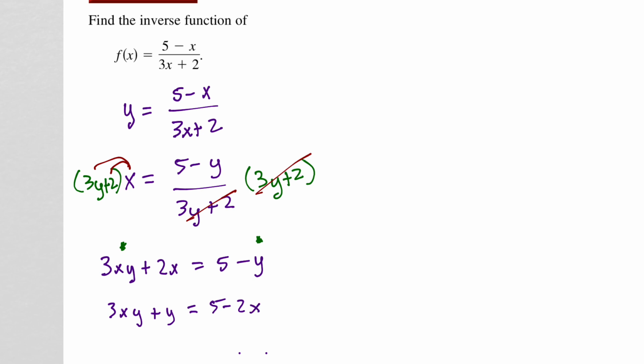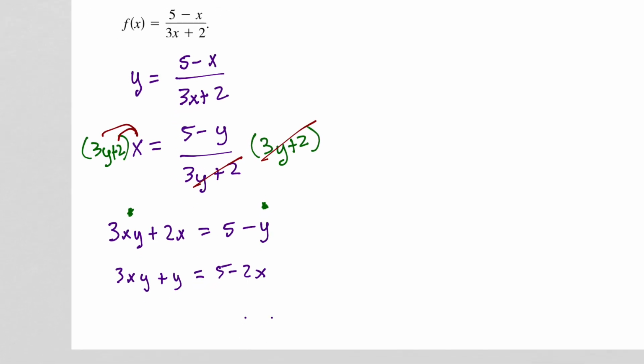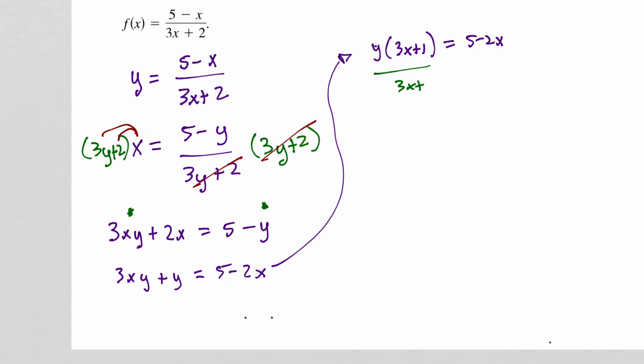So we still have two terms with y in it, but now that's a common factor. So we can actually factor out the y on the left. I'd be left with 3x plus 1 equals 5 minus 2x. And then the last step is just divide out what's in front of y. So I'm going to divide both sides by 3x plus 1. Okay. We're left with y equals 5 minus 2x over 3x plus 1.